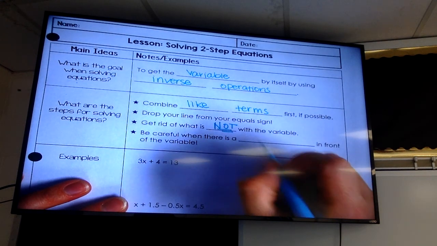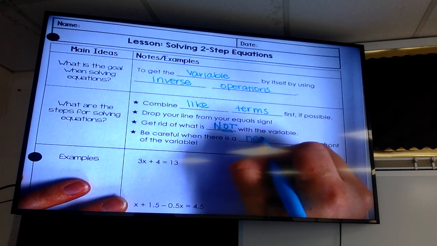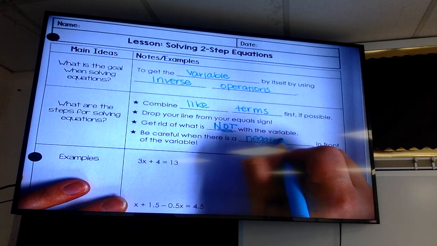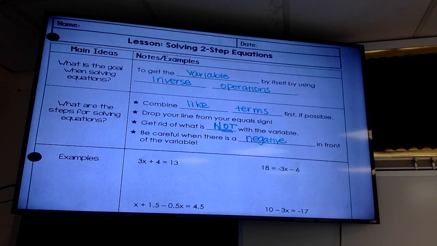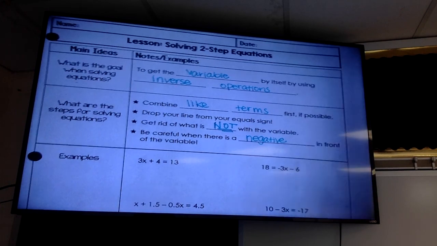Be careful when there is a negative in front of the variable. And we talked about that yesterday, about how if there is a negative in front of the variable in my answer, then I just take the opposite of both the variable and my number answer. So we're just going to do 6 problems together, and then tomorrow we're going to do a bunch of examples in class on our whiteboards.